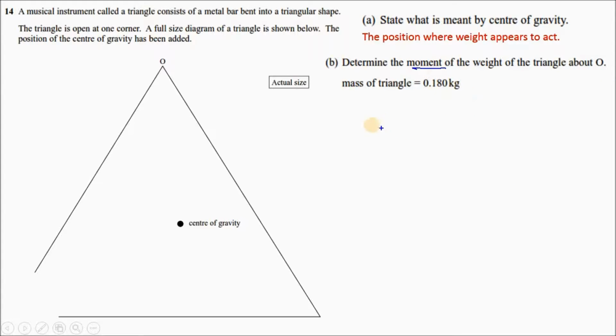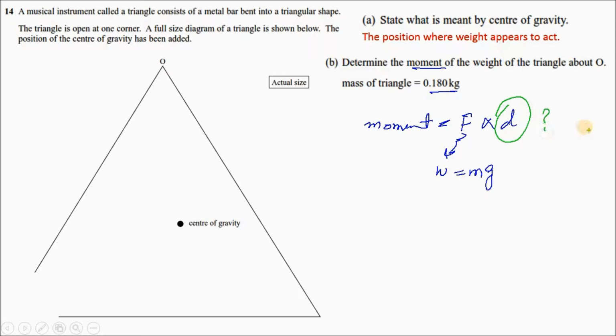So you know that the moment you can find is force into moment arm, or the pivot distance, or perpendicular distance. In this case, this F will be taken as W, which is equal to mg. So the F is not a problem because mass is given. But the problem is D. How can you figure out this value of D? That's why they gave you a reference of actual size.